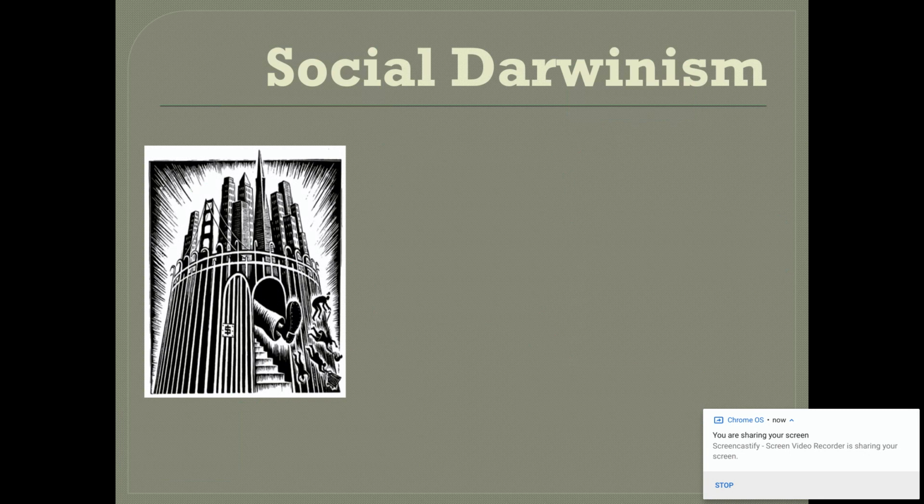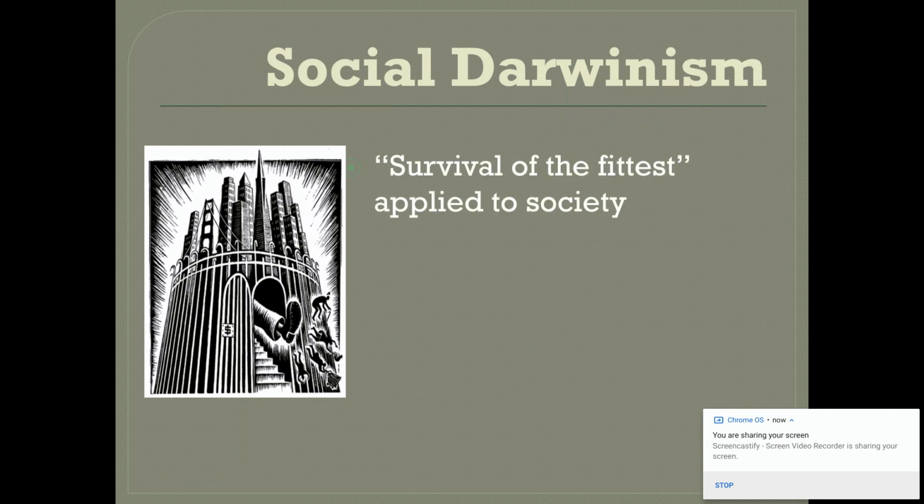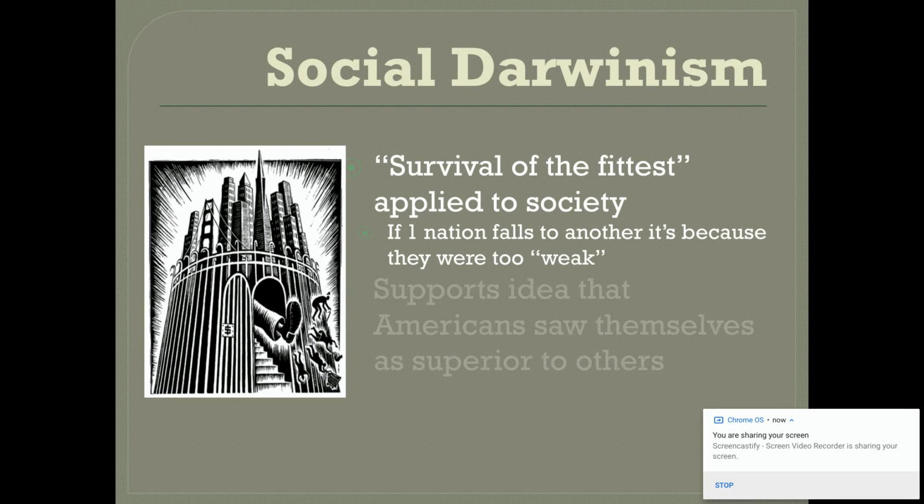Again, social Darwinism, which we've discussed in the past, survival of the fittest. We talked about it in business, but it also can be applied here. That some of these stronger countries needed to control some of these weaker and smaller countries. If one nation falls to another, it's because they were too weak. So again, this is the idea of social Darwinism.